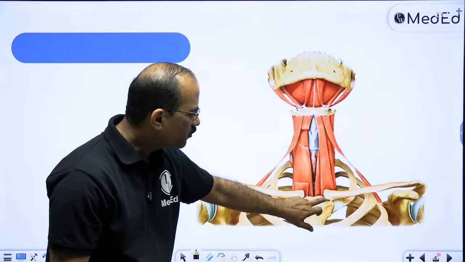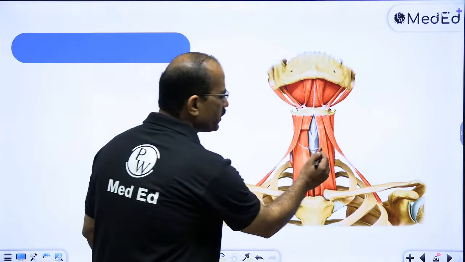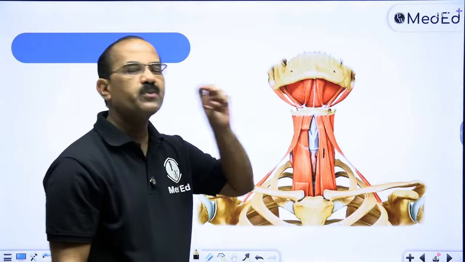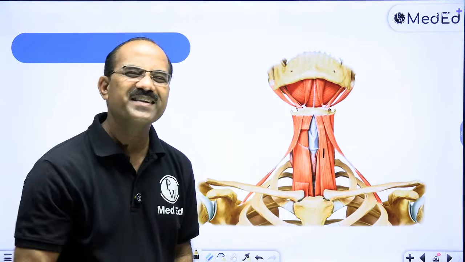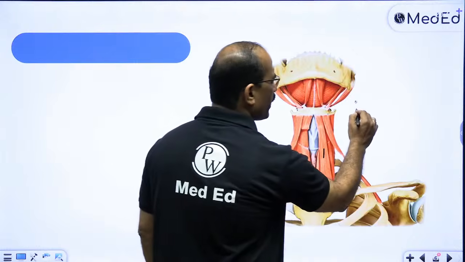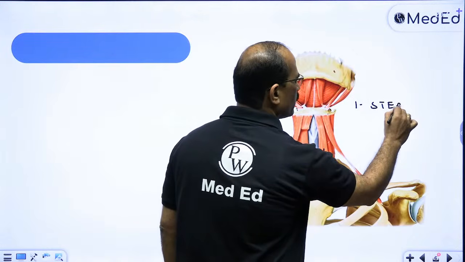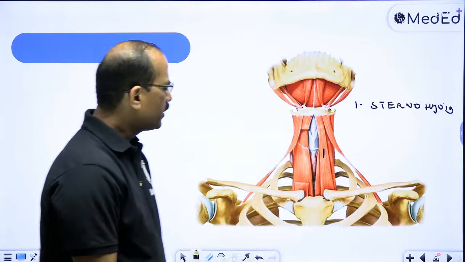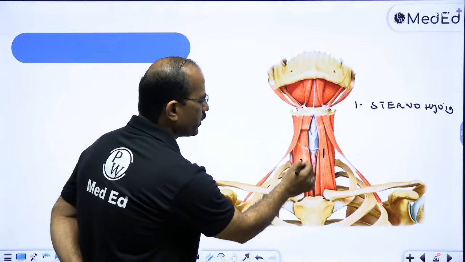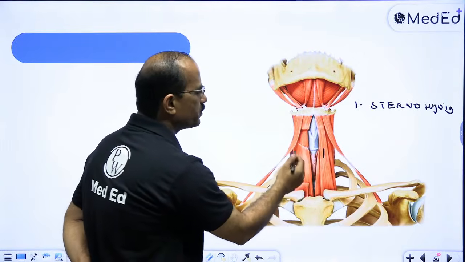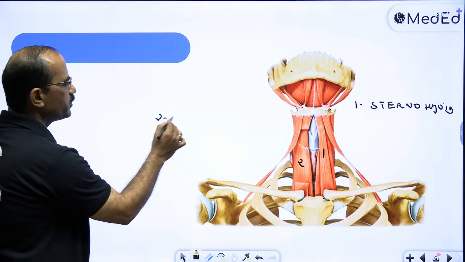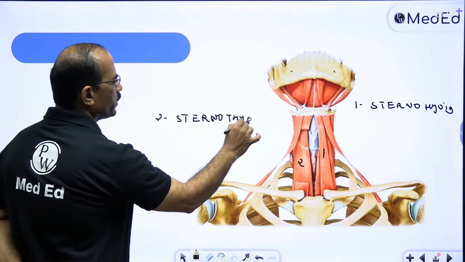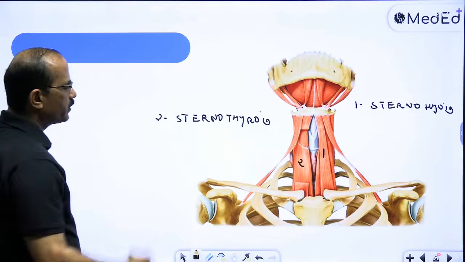From the sternum to the hyoid bone. Look at this number 1 muscle. Who is this number 1? From the sternum to the hyoid bone, the name is sternohyoid. From the sternum to the thyroid, this is the thyroid cartilage. What is that? Sternothyroid muscle. Number 3.